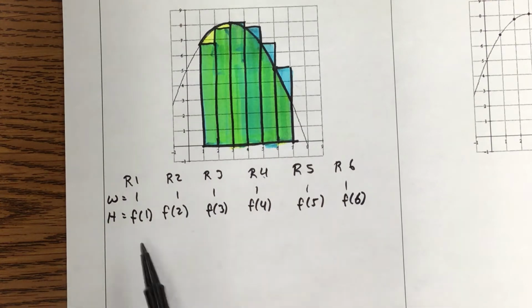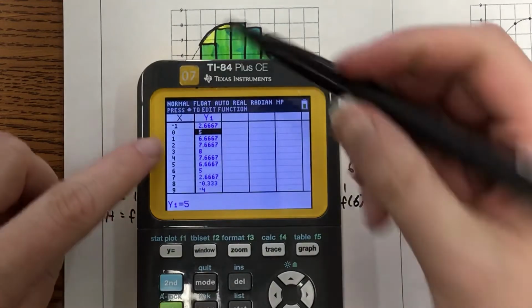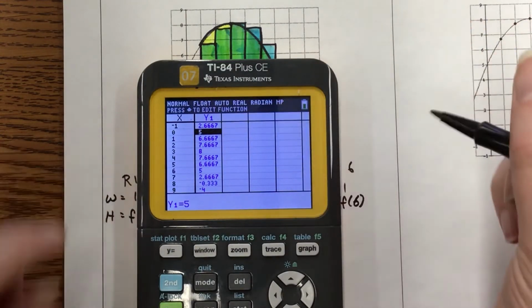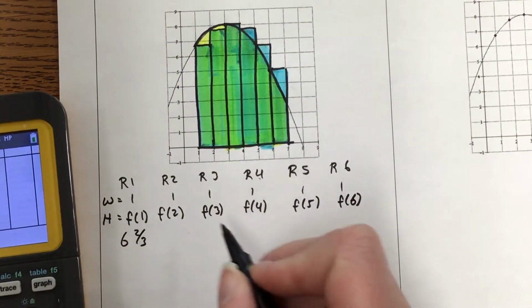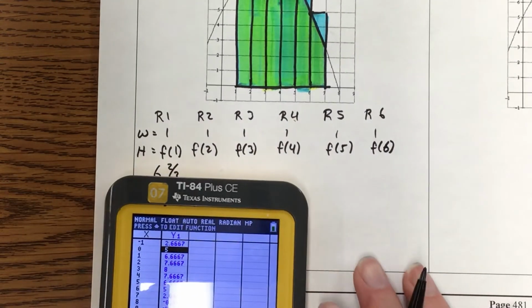Okay. So we've got to figure out those f of numbers, and luckily we had a table. We figured this out earlier. So f of 1, all those 0.6s, that's a 2/3. So 6.6 repeating is 6 2/3. F of 2 is 7 2/3.